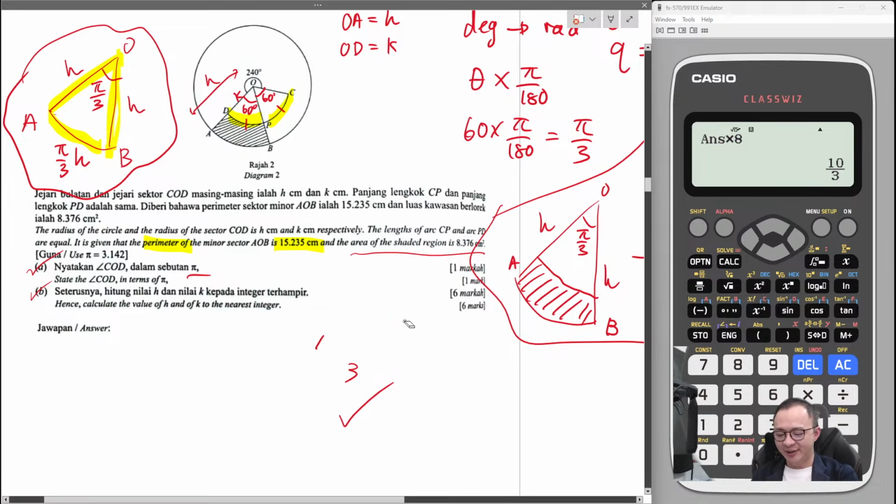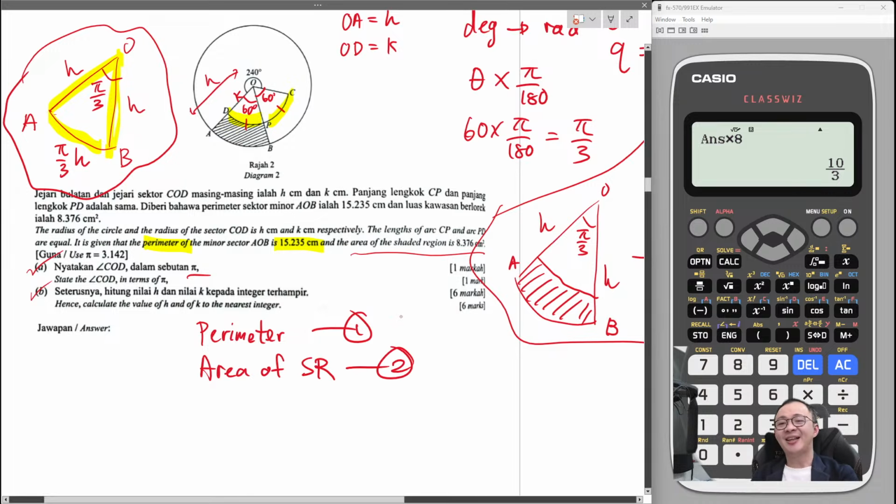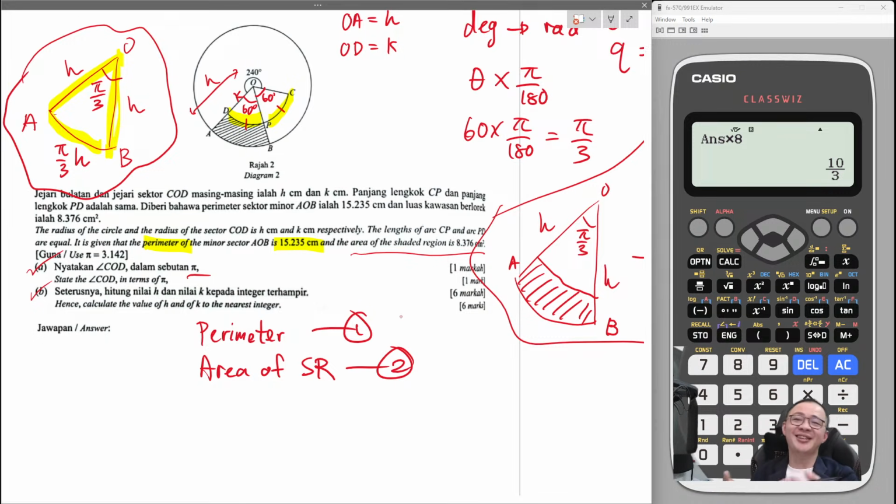I want to find that, so you can see I can form two different equations. One equation, I use the parameter given to get my first equation. Second equation, I use the area of shaded region to form my second equation. Then I do simultaneous. Substitute my first equation into the second equation to find H and K. Make sense?